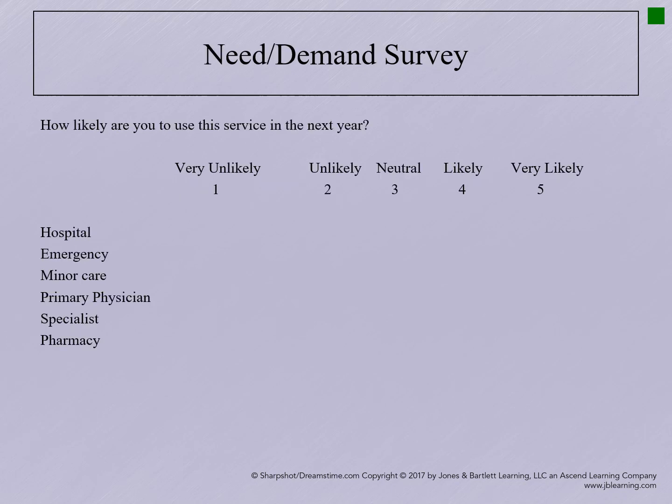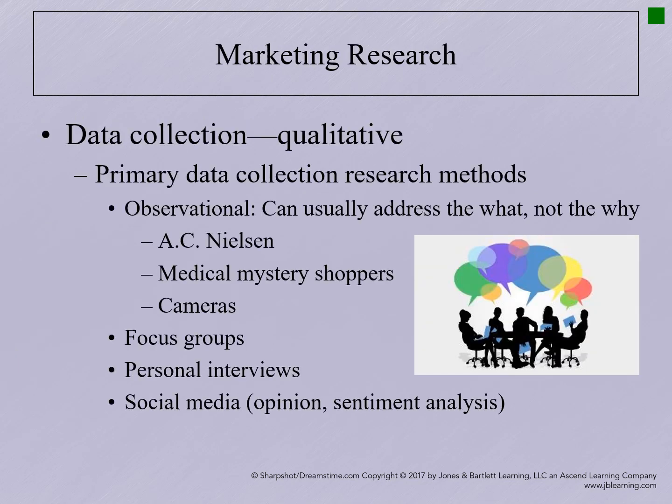Another type is need or demand. And so we surveyed our community every couple of years. And so how likely are you to use all these different services? And so that helped us to do our forecasting for our services based on that.